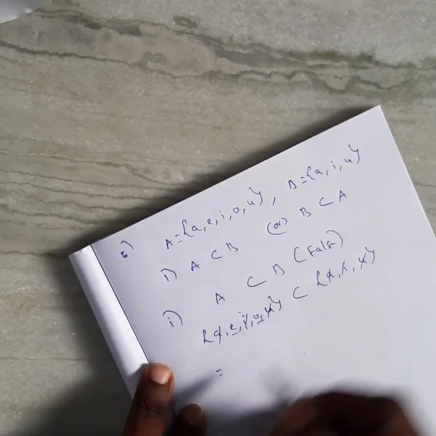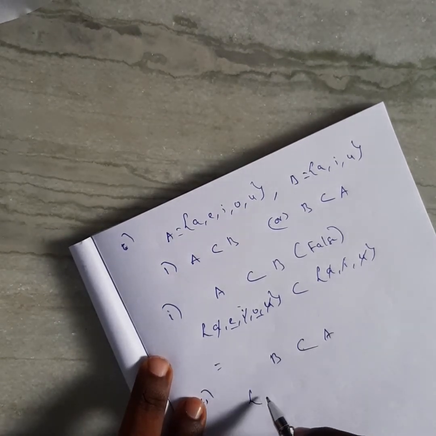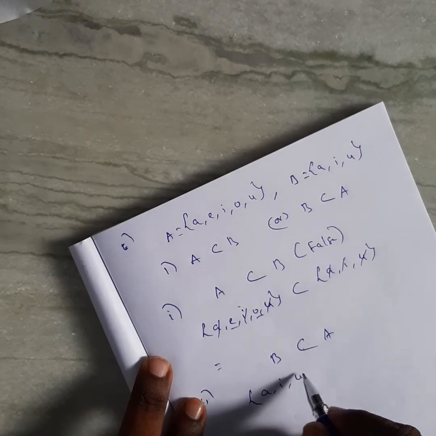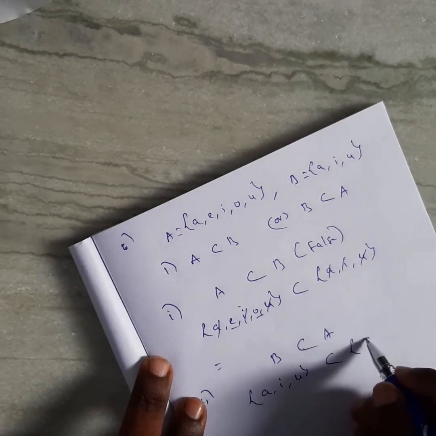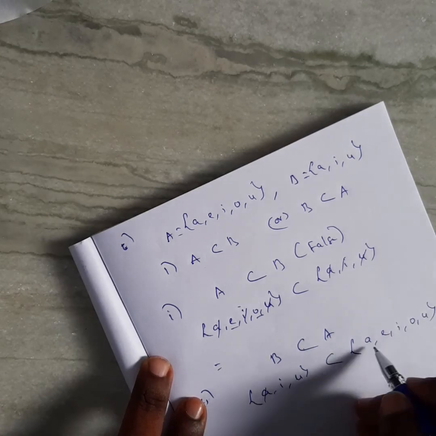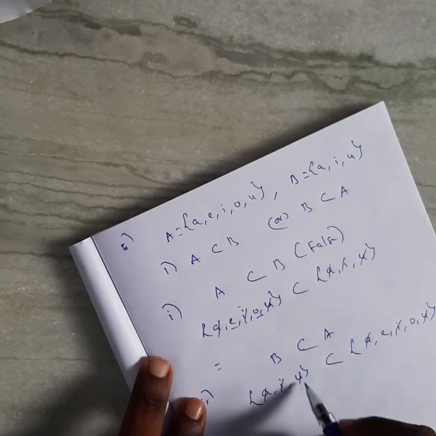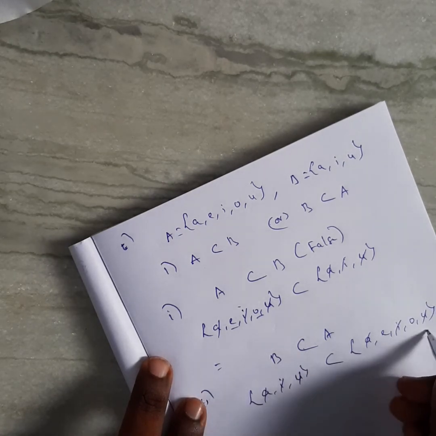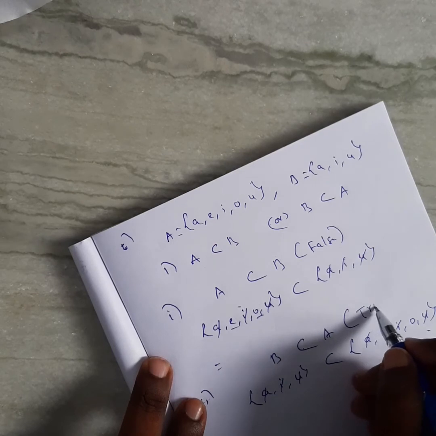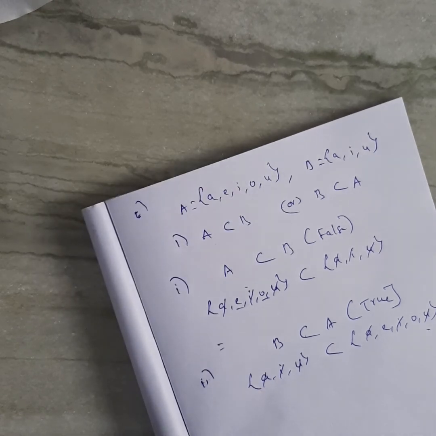If you take the second condition, B subset A. B is A, I, U and A is A, E, I, O, U. A is common, I is common, U is common. So all the elements of B are in A. So B subset A is true. This is, children, the concept of subsets. Everybody be careful about these concepts.